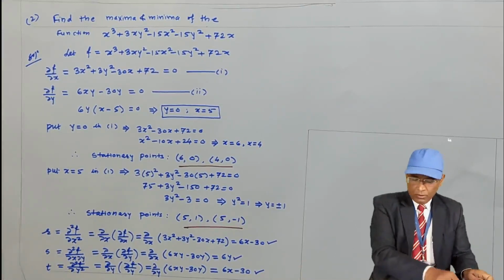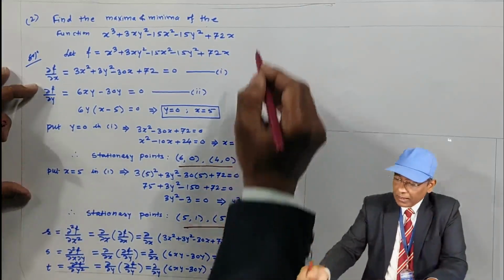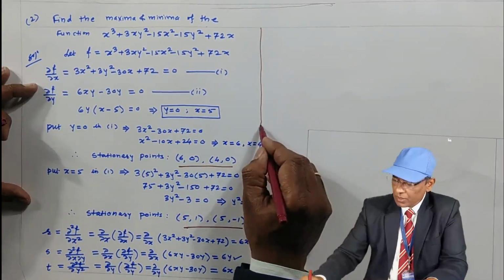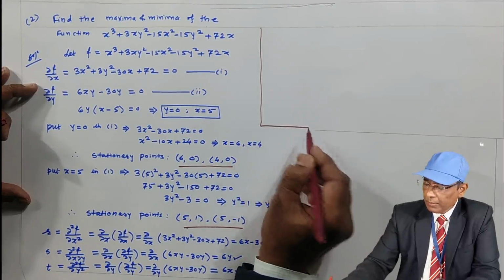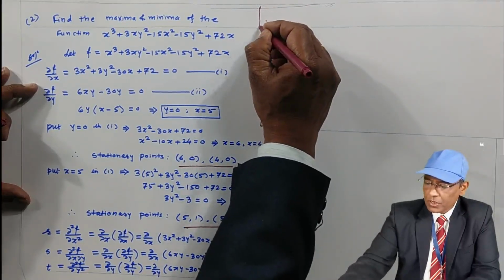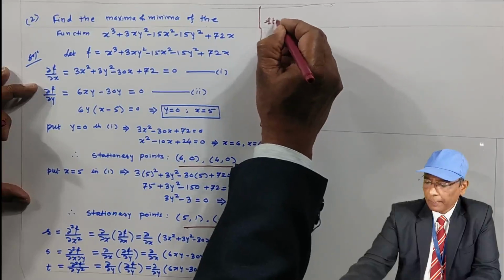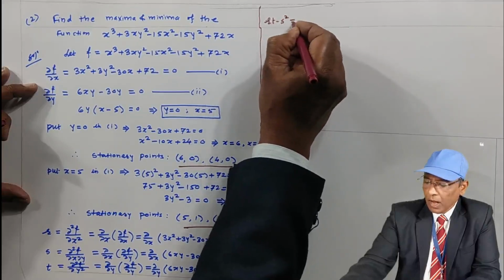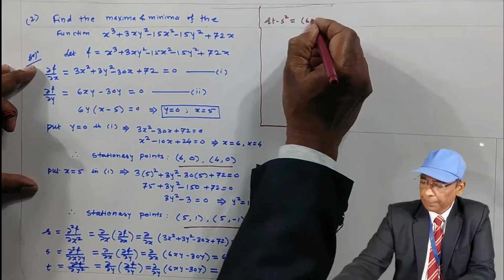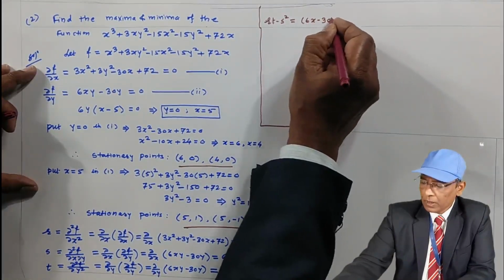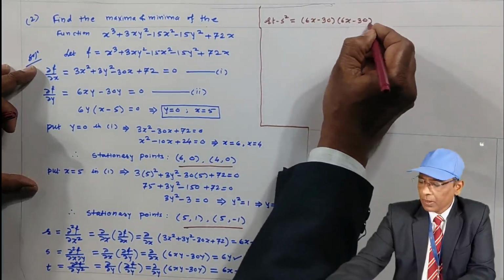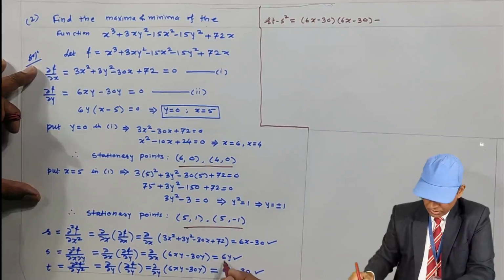Now we want RT minus S square. We want RT minus S square. See, RT minus S square I want. R is what? Where is R? 6x minus 30. T is what? Again 6x minus 30. And S is what? Where is S? S is 6y.